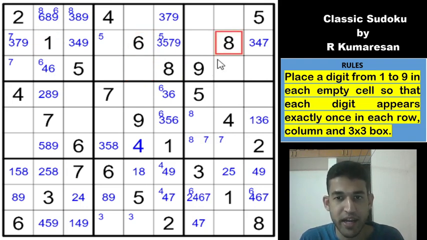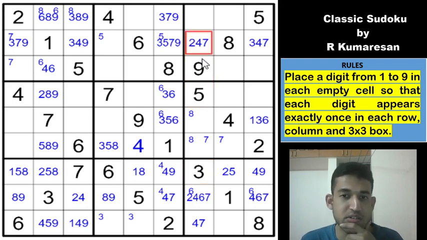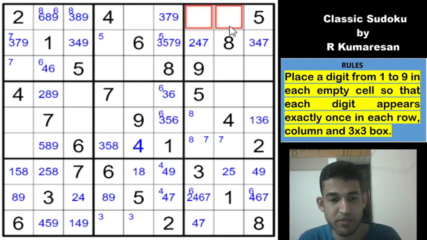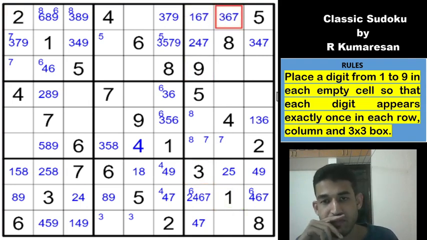1, 6, 8 and 3, 5 and 9. So this cell must be 2, 4 and 7. And let me look at these two cells, 2, 4, 5, 8 and 9. So these two cells must be 1, 3, 6 and 7, and you have a 3, 1 here. So this is not a 3 and this is not a 1. Okay.